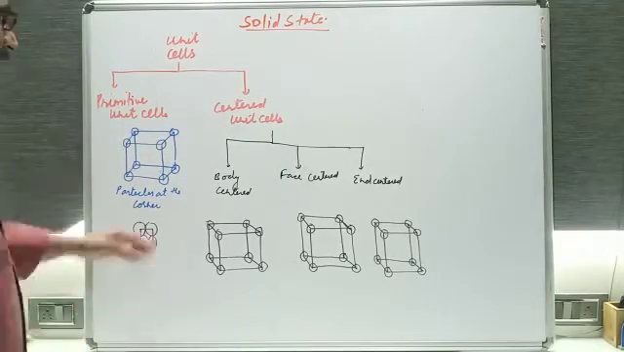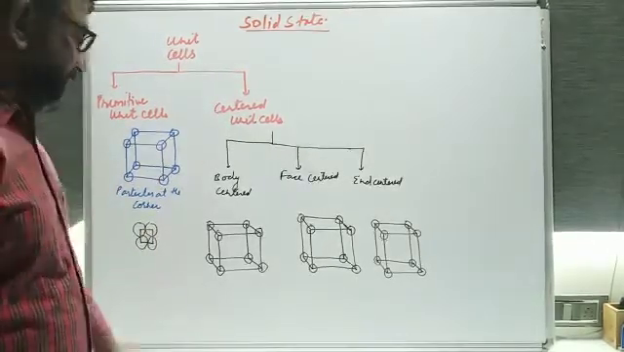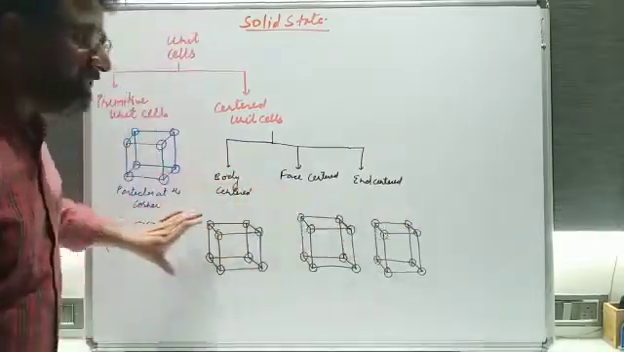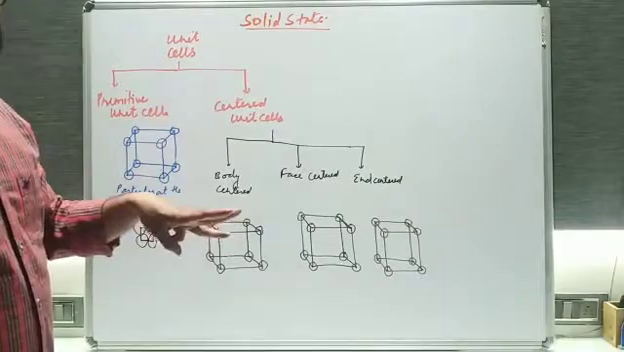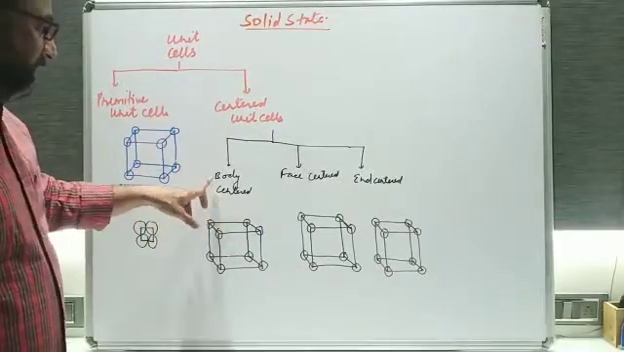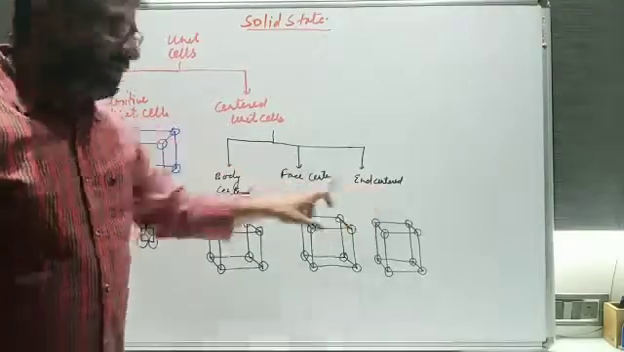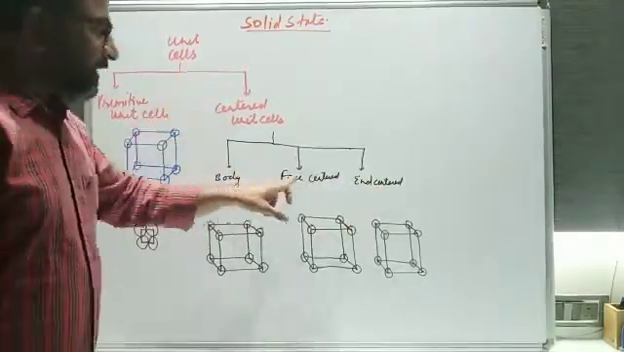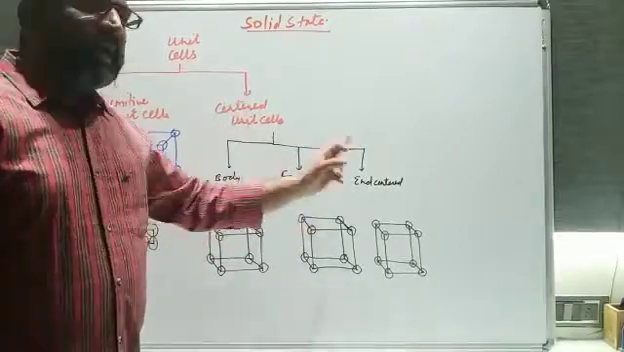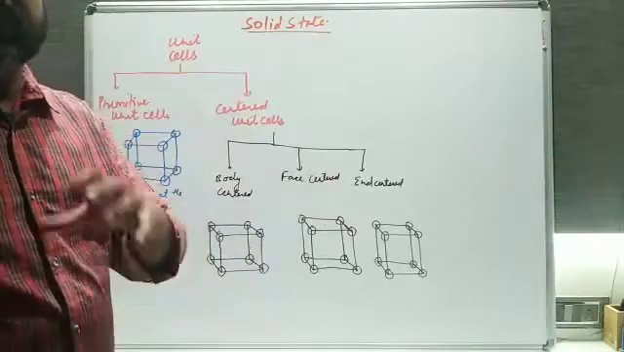Okay, beta. Now come to the second one, that is called the centered unit cell. What is the meaning of the centered unit cell? This is the basic structure in which there are three types of centered units: the body centered, then face centered, then end centered. These are sometimes called body centered cubic unit cell, face centered cubic unit cell, end centered cubic unit cell, because we are talking about only cubic structures, cubic lattices.